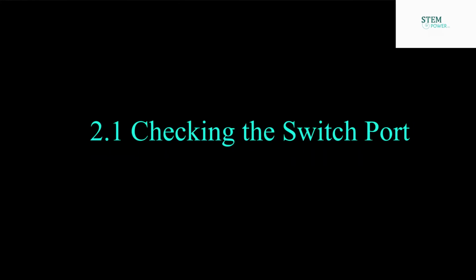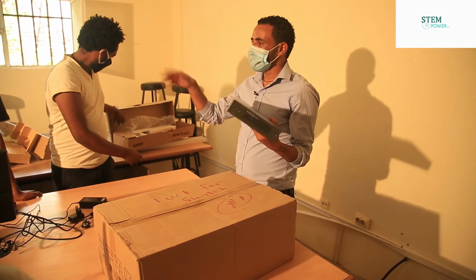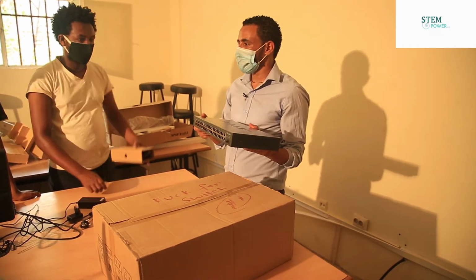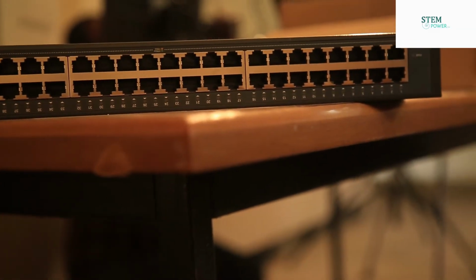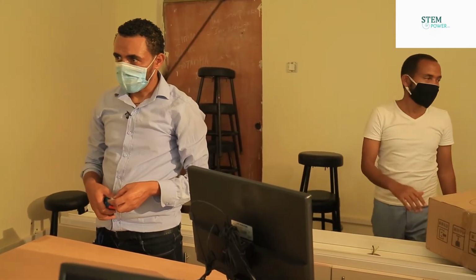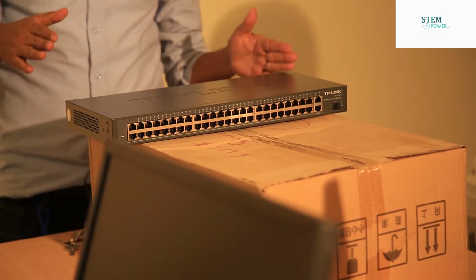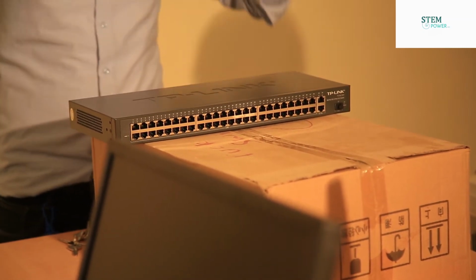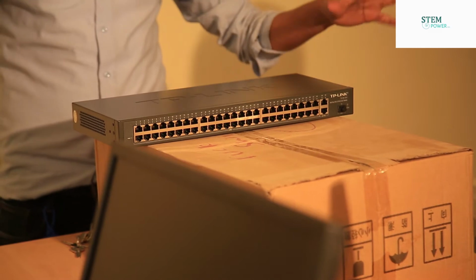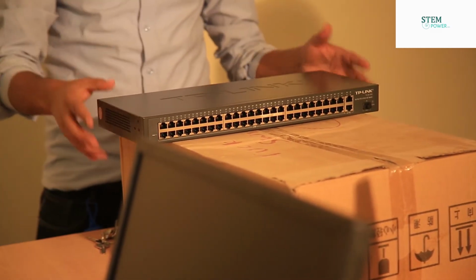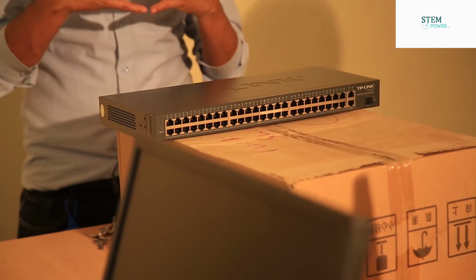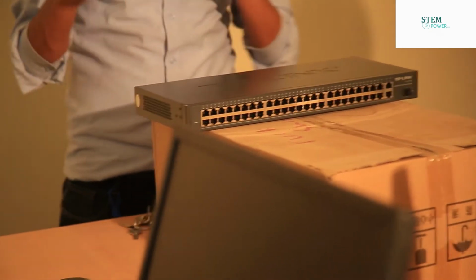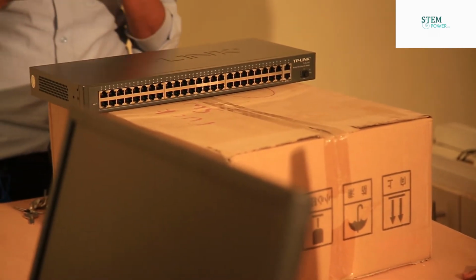This is a TP-Link switch. It is used for connecting computers to each other. It has its own power cable and has 50 ports. For our case, we have 31 computers, including the server. So in order to connect these 31 computers to each other, we need an equivalent number of ports. Since our TP-Link switch has 50 ports, we are safe, even with extra ports.